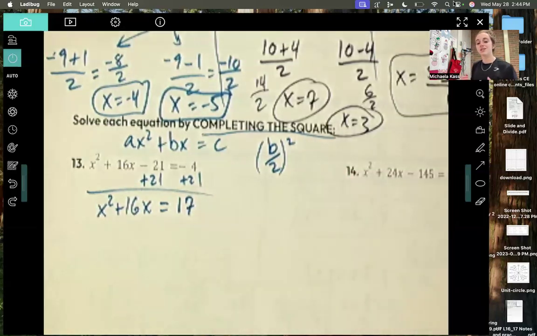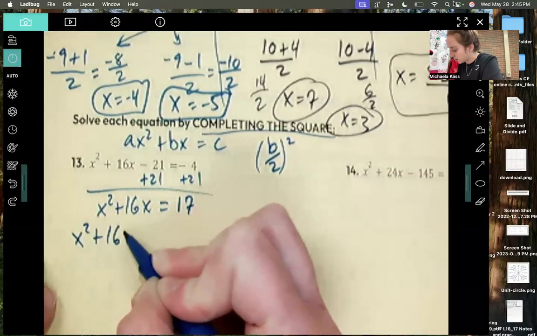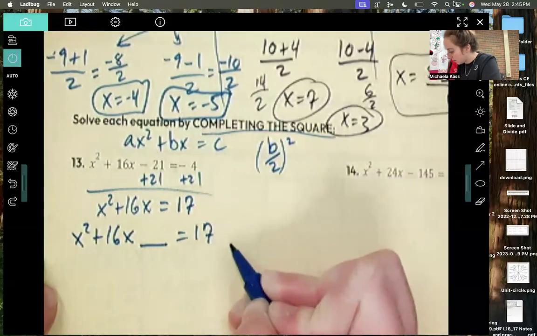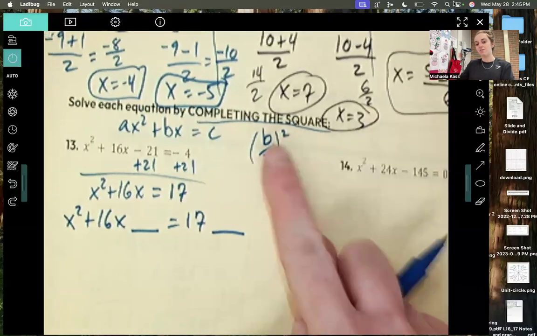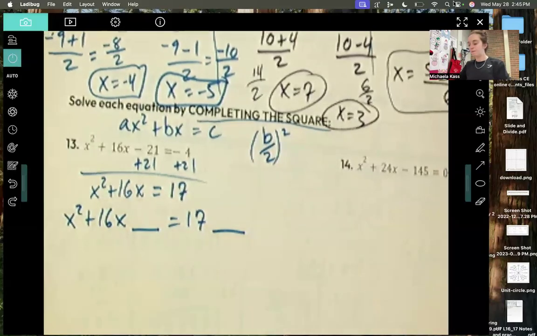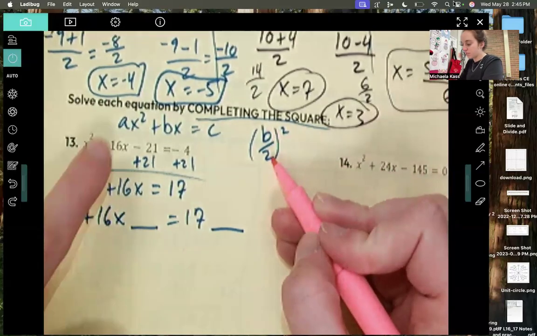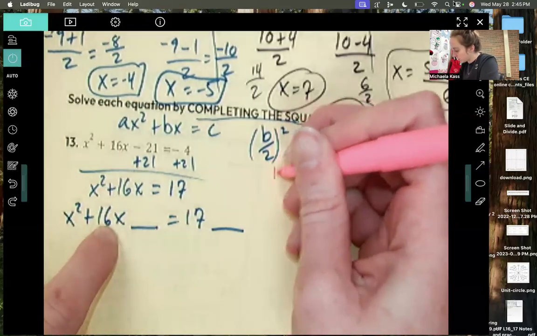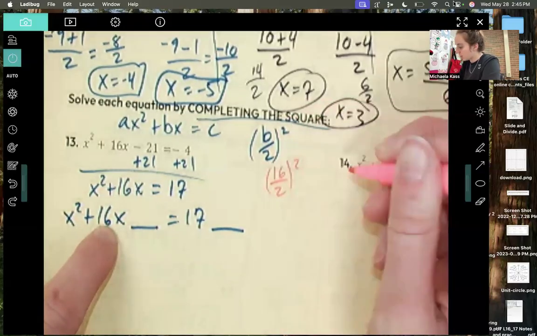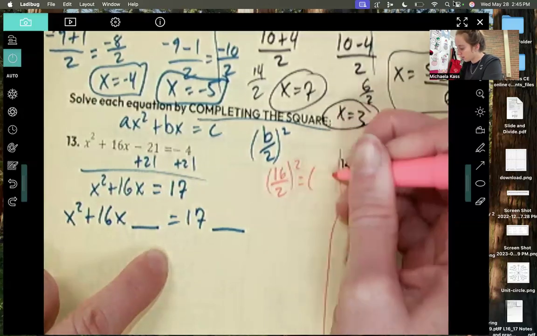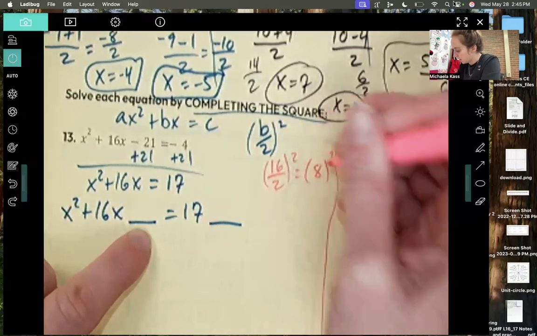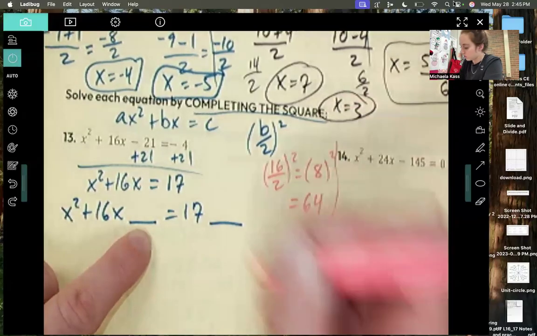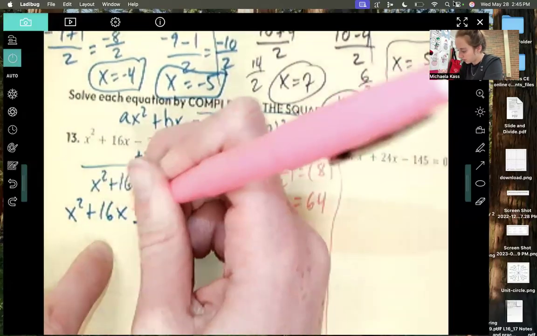Step 2 of completing the square is you need to insert blanks because you're going to add something to both sides. So we're going to do x squared plus 16x blank equals 17 blank because you're going to do it to both sides. And that's where this guy comes in, okay? This guy right here, that number that we get, it's going to go here and here. So let's try it out. We got b divided by 2. B in this case is my 16. So 16 divided by 2 squared. I show all my work because the number you get right here will be used again. 16 divided by 2 is 8, and 8 squared is 64. So I'm adding 64 to both sides.